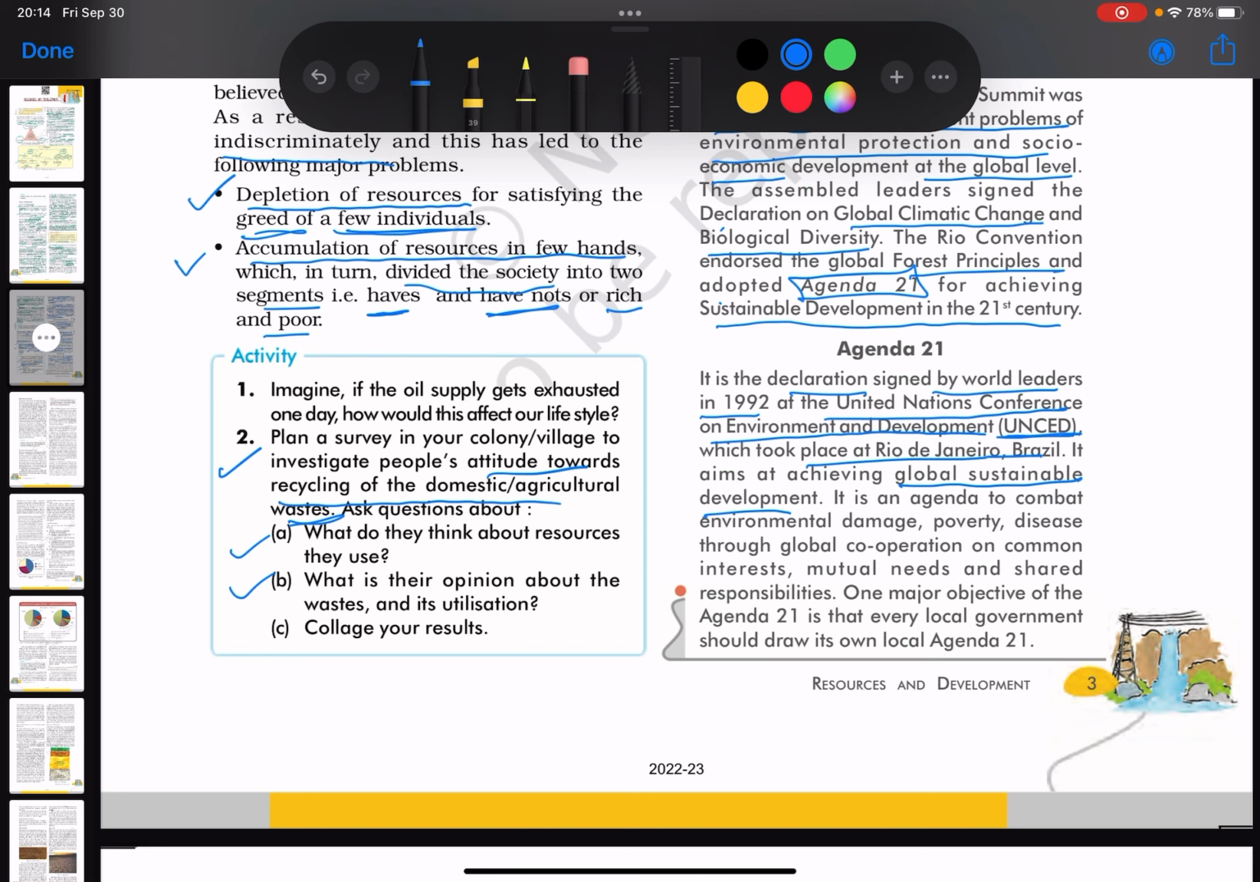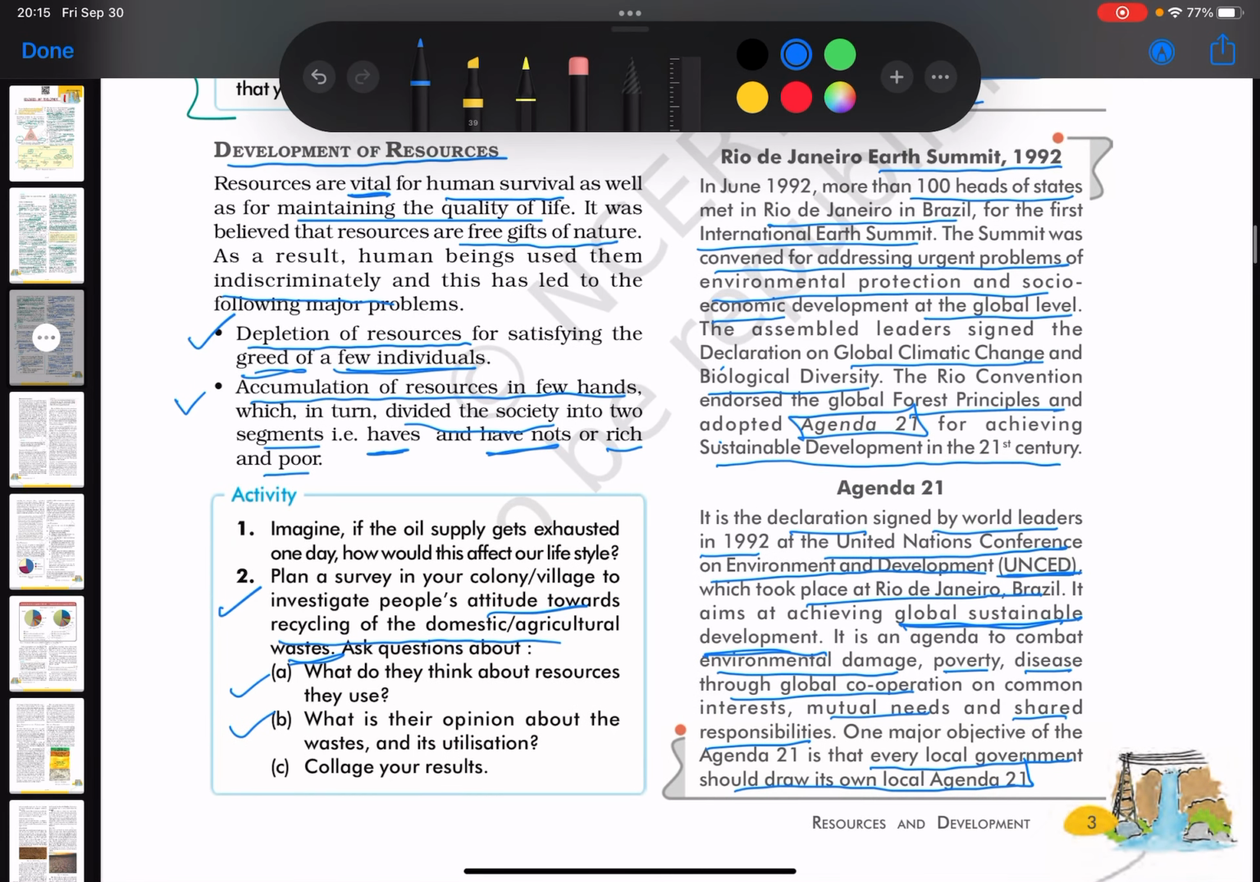It is an agenda to combat environmental damage, poverty, and disease through global cooperation and common interests, mutual needs, and shared responsibilities. So, you can see how people are trying to collaborate at the world level to achieve global sustainable development. Now, one of the major objectives of Agenda 21 is that every local government should draw its own local Agenda 21.